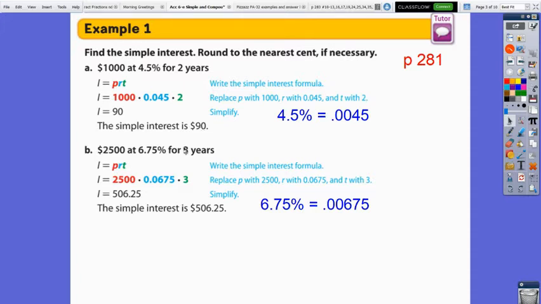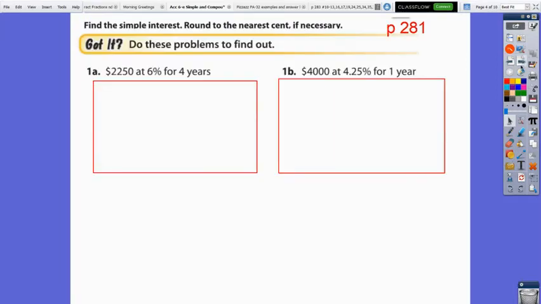So example B, not any different here. $2,500 at 6.75% for 3 years. So the principal is $2,500. The rate 0.0675. Multiply those and you get $506.25 interest. Sometimes they'll ask you for what the total amount in the account is after this amount of time, and you add the interest to the original amount. So in this part B here, at the end of this situation, the person would have $3,006.25. Got it? All right, here's two problems for you to do.